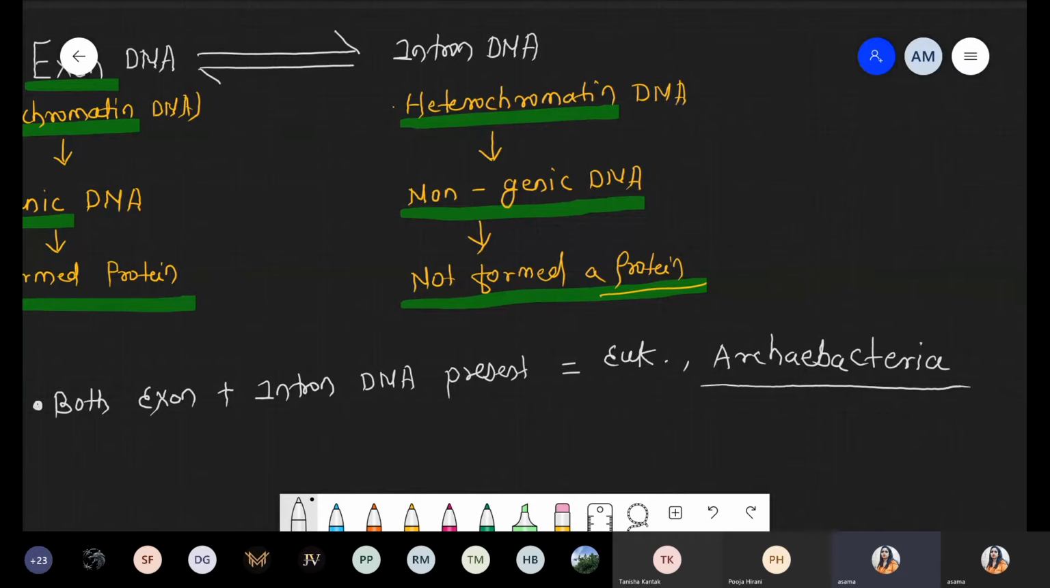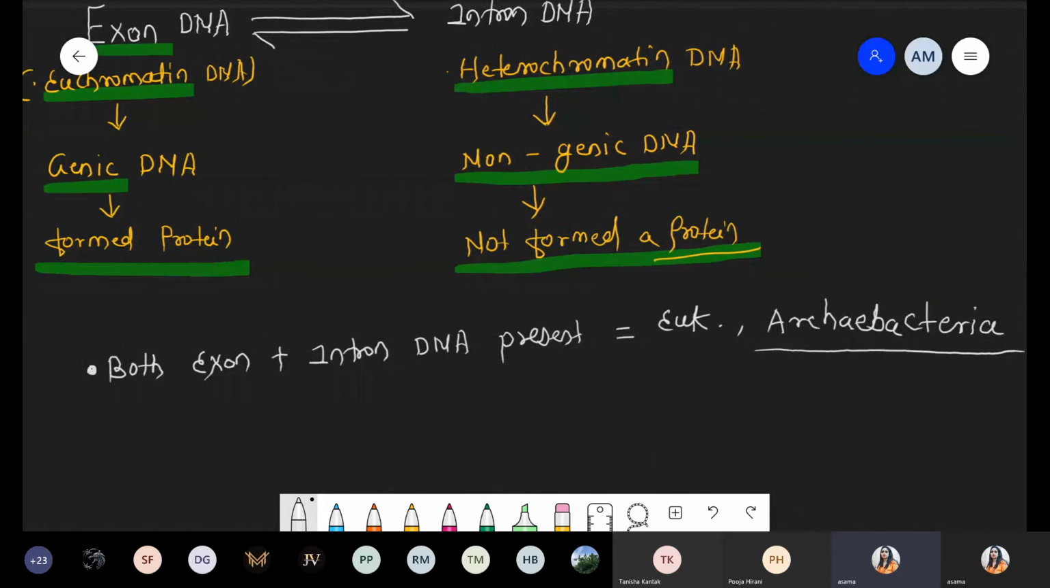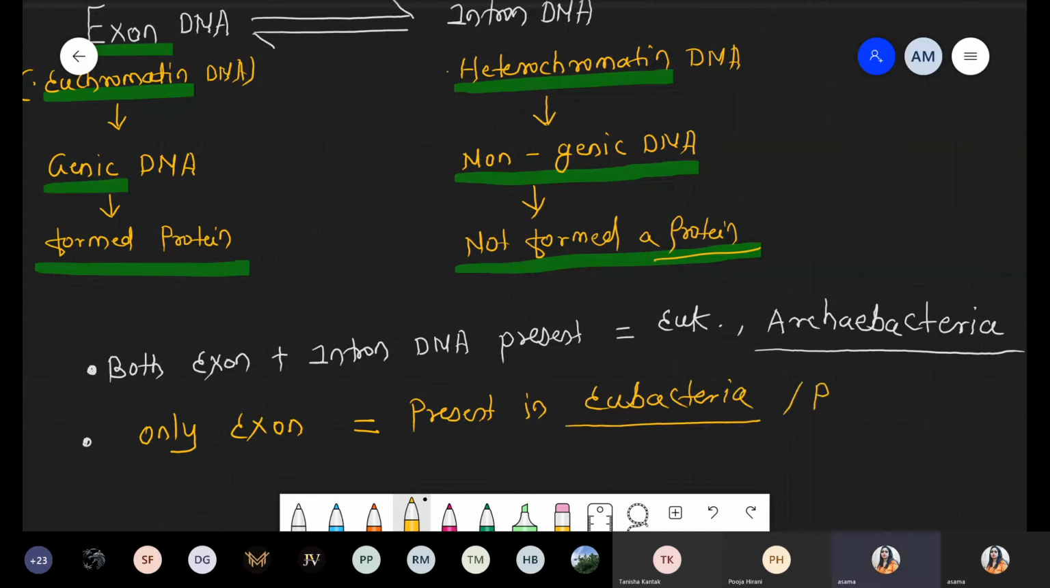Archaebacteria are a specific type of bacteria. But when we compare with the normal bacterial cell, the normal bacterial cell consists of only the exon part, only the genic region. So where are these present? Only exons are present in eubacteria, or simply you can say they are present in prokaryotic cells.